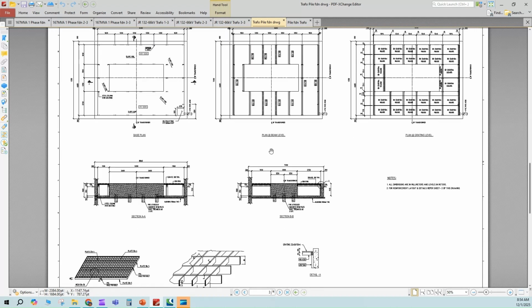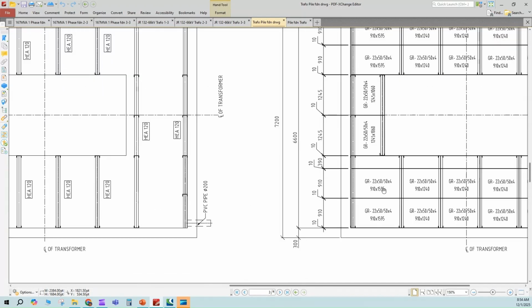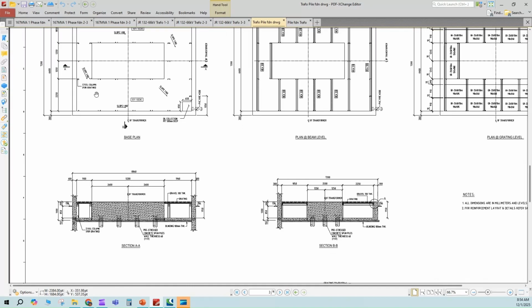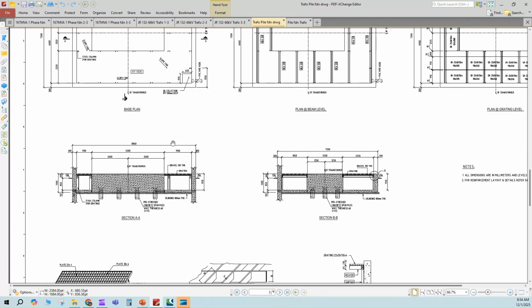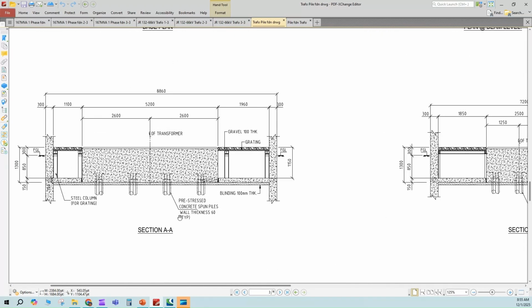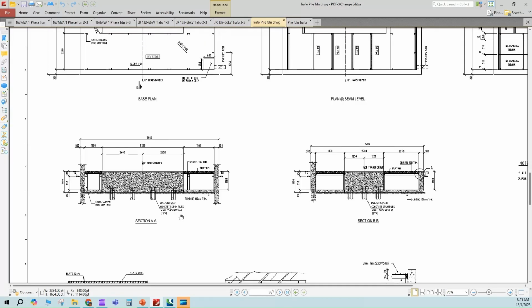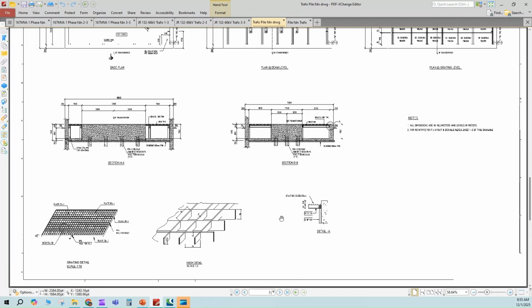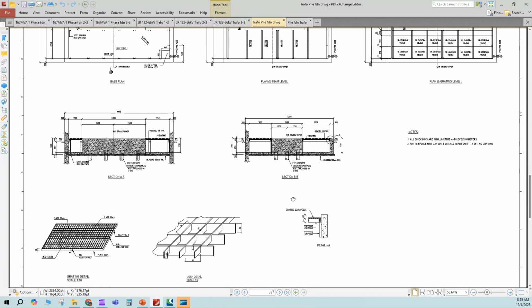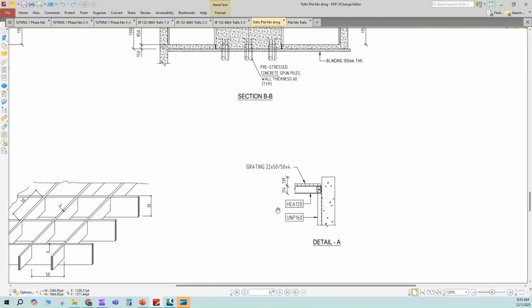So this is a detail of gratings. The grating is divided into various segments here, and accordingly it should be supported on the C profile or UPN, UPE. These are precast stressed concrete spun piles which have a wall thickness of 60 mm. This is the grating dimensions, and its supporting arrangement here with the HE and UPN profiles.